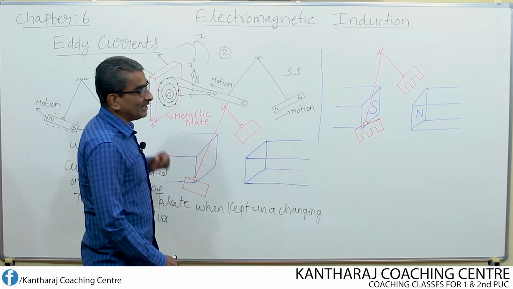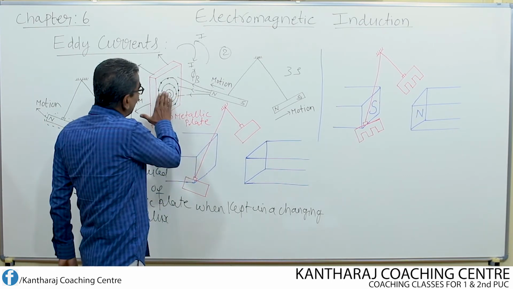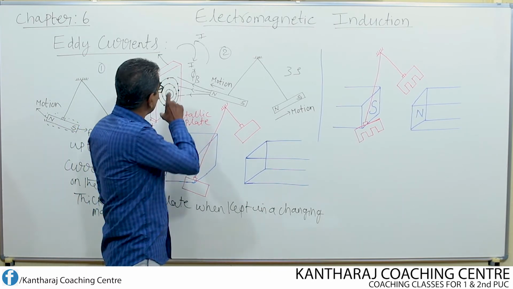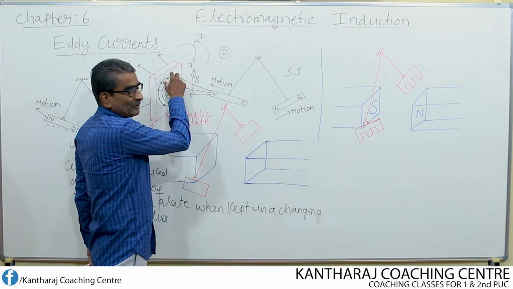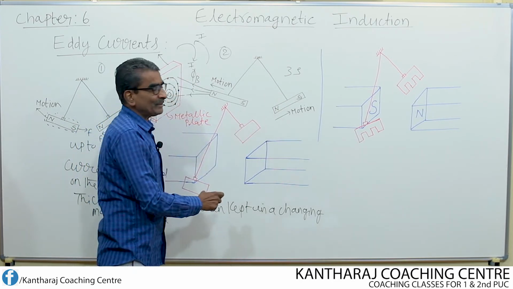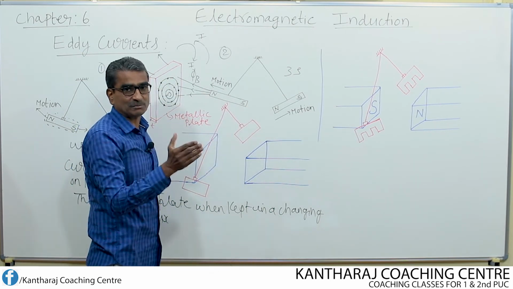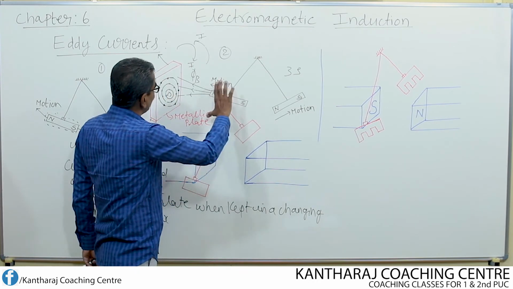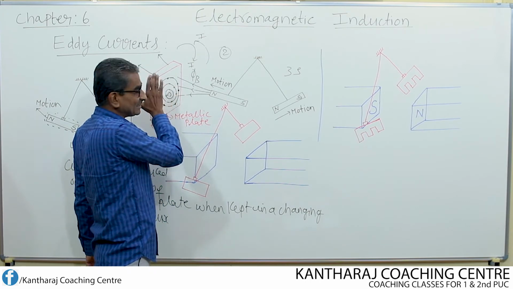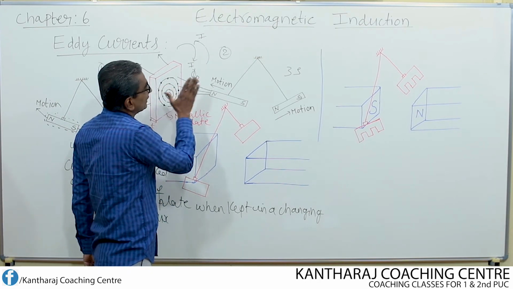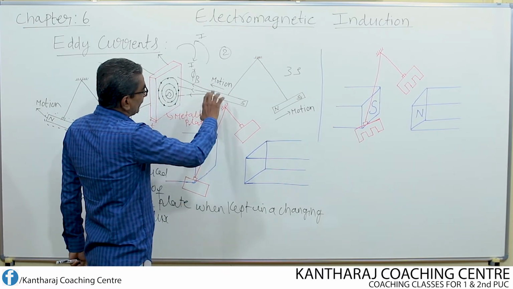Because according to Lenz's law, the direction of the eddy current is such that it always opposes the change that causes it. Here the eddy current is caused by change in magnetic flux. Change in magnetic flux takes place because of oscillation of the magnet. If the magnet is at rest, no change in magnetic flux linking with the plate takes place. So due to oscillation only, the flux linking with the plate changes. Therefore the eddy current direction, according to Lenz's law, always opposes the change that causes it. How does it oppose?